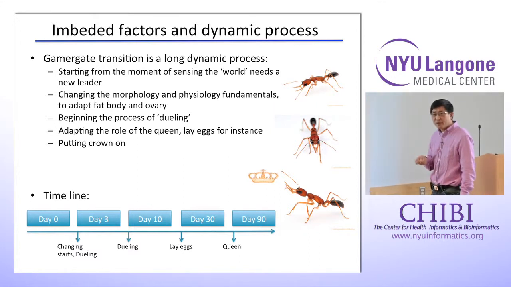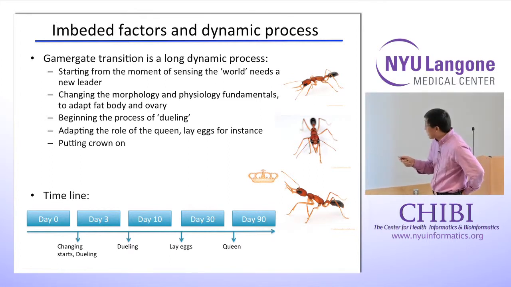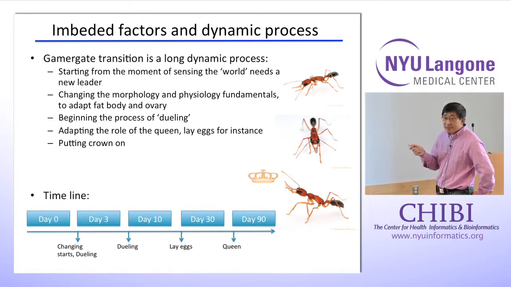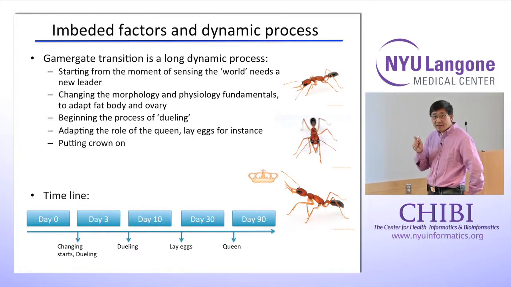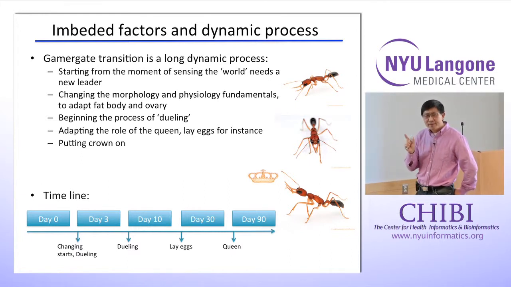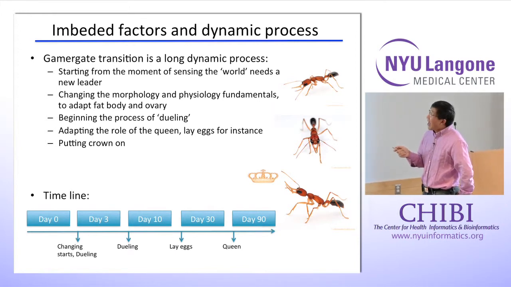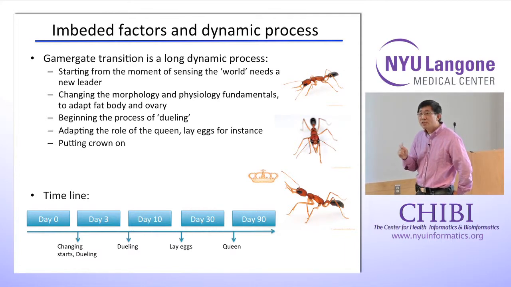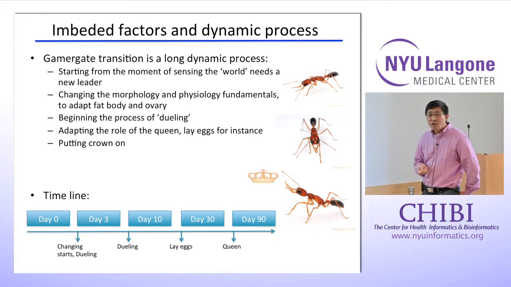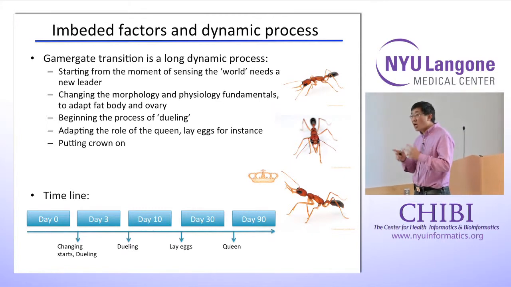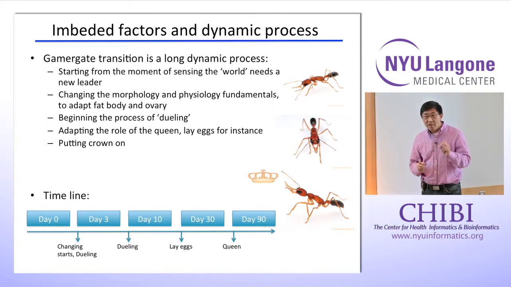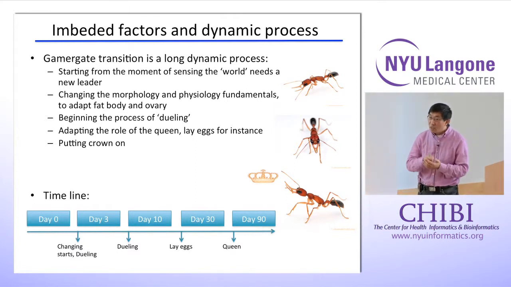So this has been used for this type of study. However, as you can see, ant has a pretty short lifespan for workers, around 3 to 6 months. And the Gamergate transition has to take from beginning to end probably around 3 months. So these two processes, aging and the transition process, really mingled. One will depend on the other.